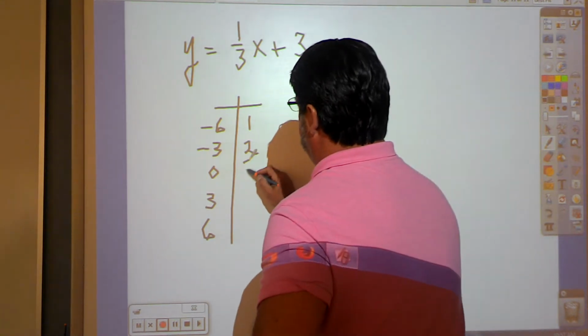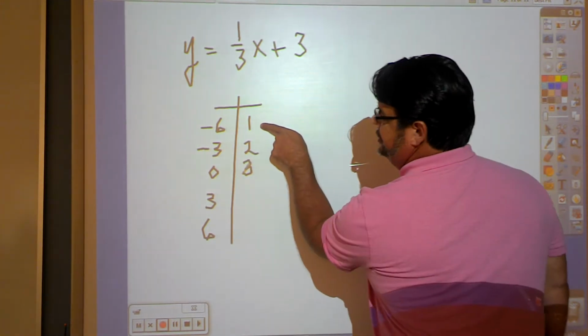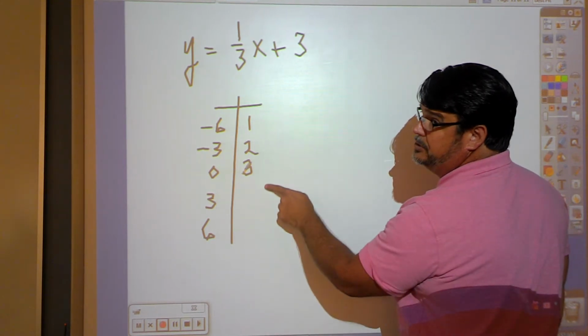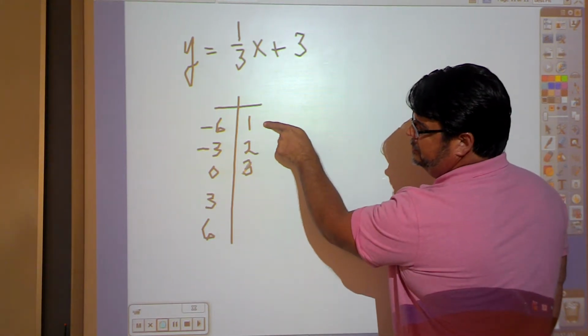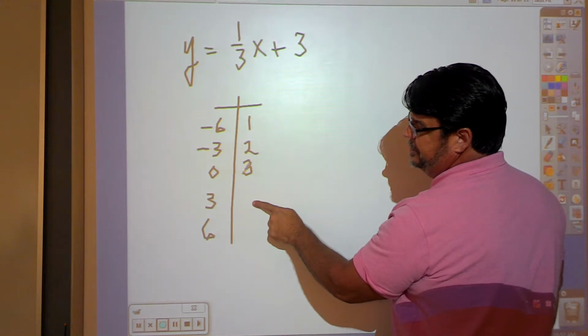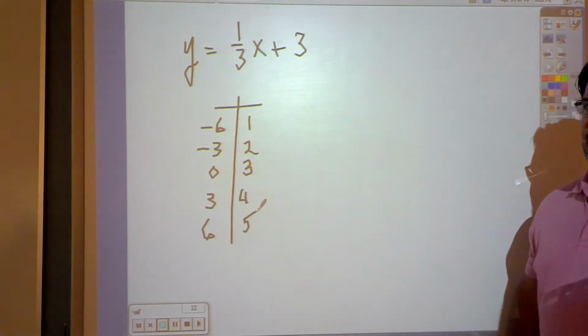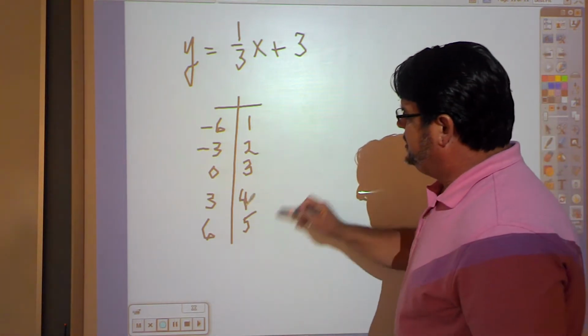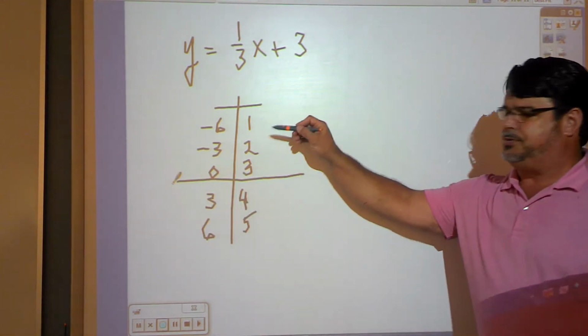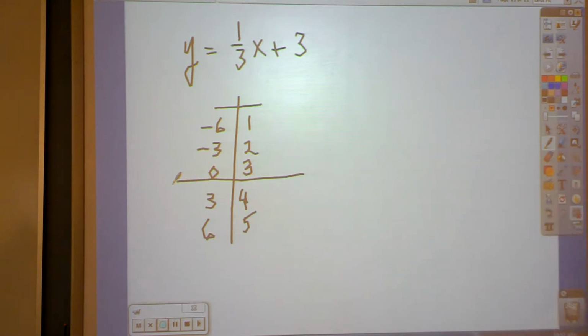0 plus 3 is 3. And then look, now you can deduce a pattern. 1, 2, 3. What do you think this is going to be? 4 and 5. But I usually tell students to at least do 3 points and then do the pattern for the rest.